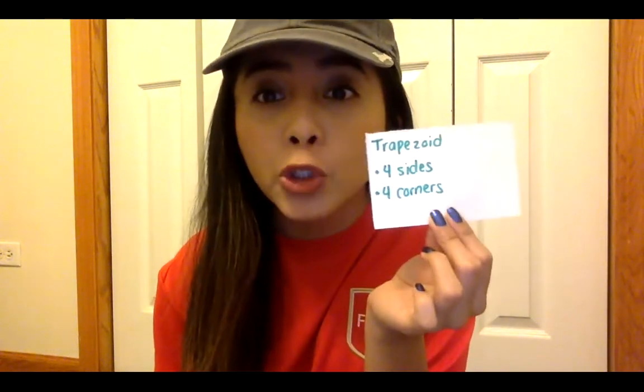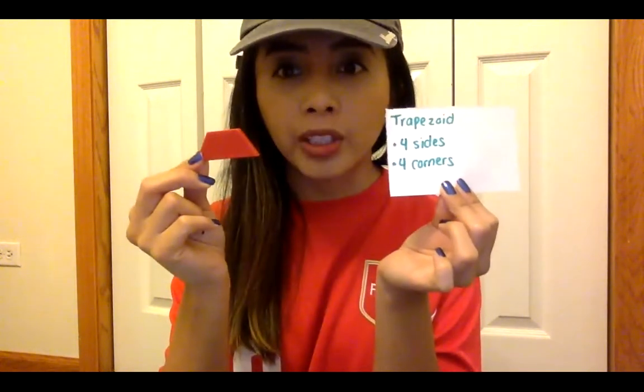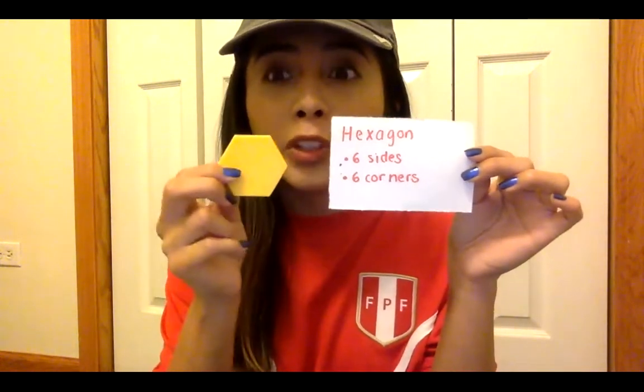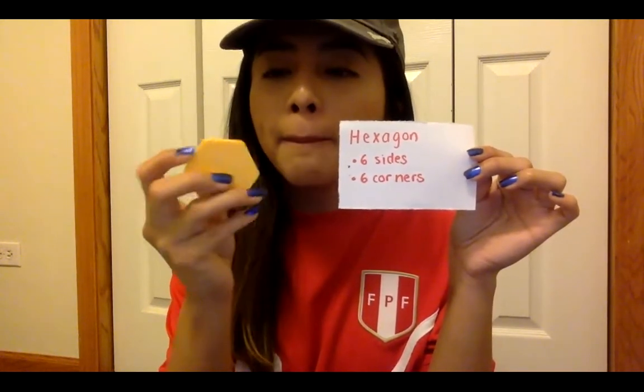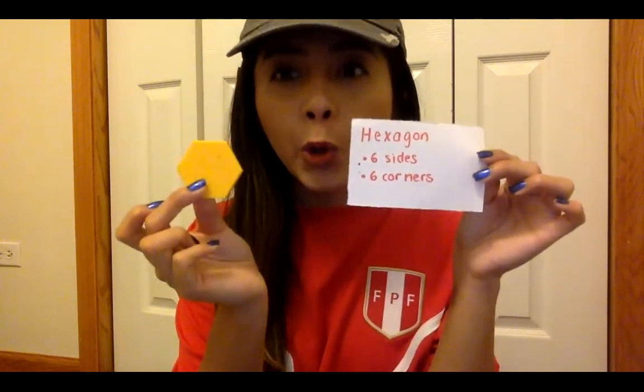Let's see if we can get this next one. Right, so our shape name is trapezoid. And let's see if this is a trapezoid. So trapezoid has four sides and four corners. Looking at this, yep, there are four sides and there are four corners. Trapezoid. Looking at our next one, the shape name is hexagon. Ooh, this one has six sides and six corners. So looking at the shape, yeah, there are six sides and there are six corners.